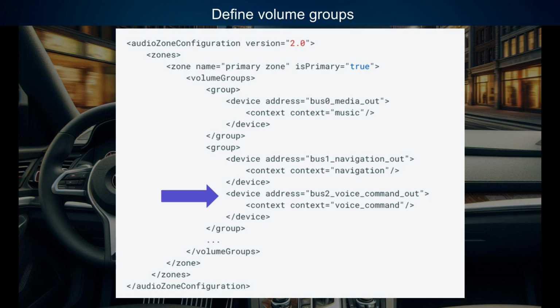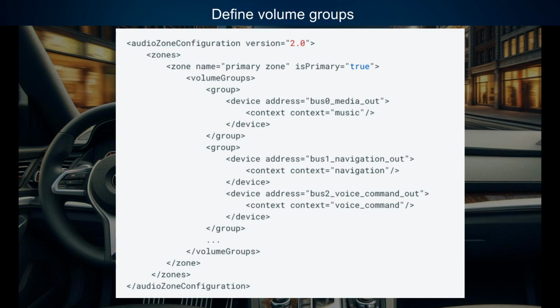Device address equals bus to_voice_command_out. This defines a third speaker, likely used for voice commands, such as when you use a voice assistant. Context equals voice_command. This tells us that this speaker is specifically for voice commands.